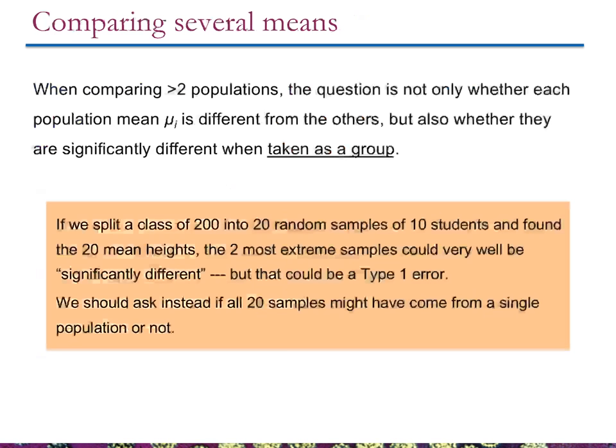The better question to ask when we have multiple samples to compare is if all 20 of these samples might have come from a single population or not. And that is, in effect, what the analysis of variance test is asking. Okay, you have multiple different samples. The test is asking, might it be that these all came from the same population?